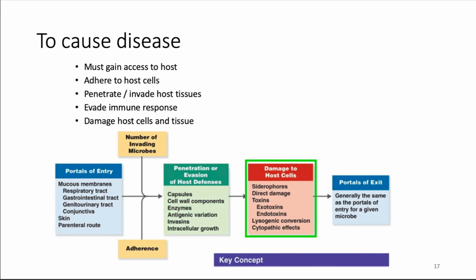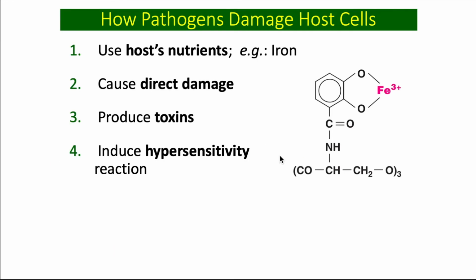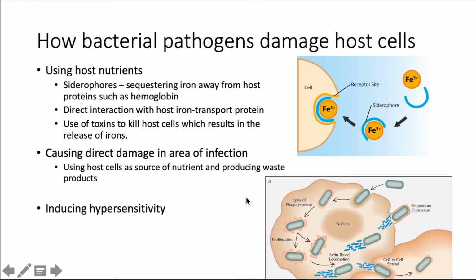The next step after the organism has gained entry, has the right numbers, has been able to adhere, and been able to overcome the immune system, is that it's going to cause damage to the host cells. And there are a number of ways that organisms do that. They could use the host nutrients, they could cause direct damage, they could produce toxins, or they may induce hypersensitivity, meaning the immune system response to the pathogen is an exaggerated response, and that in itself becomes a problem for the host. So we'll look at just how they use the host nutrients and the direct damage that it causes, and continue with the toxin aspect of the host cell damage in the next lecture.